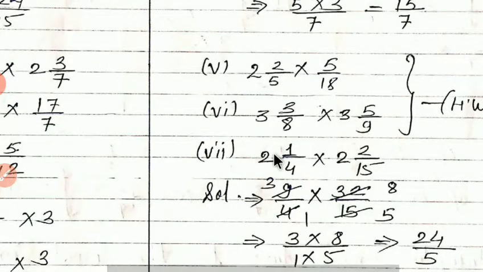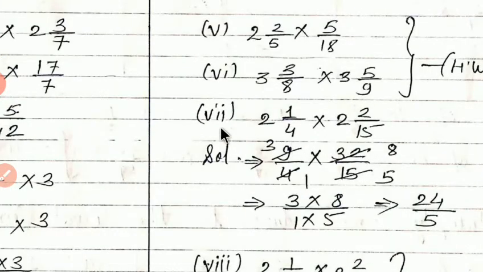So question number 5, 6 are your homework. Then you can see the 7th one. Both numbers are given in mixed fraction, so first we will change into improper fraction. 4 2s are 8, 8 plus 1, 9 by 4, into 15 2s are 30, 30 plus 2, 32 by 15.